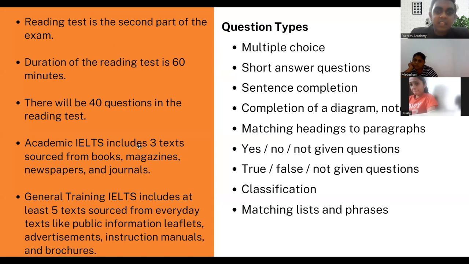You all don't need to understand every word to get marks, right? There's a simple technique that you can follow, which we will discuss. But for academic tests, like I said, it's all related to knowledge, all related to academia. General test is day-to-day reading topics, right? Day-to-day reading topics. Question types are the same as listening.